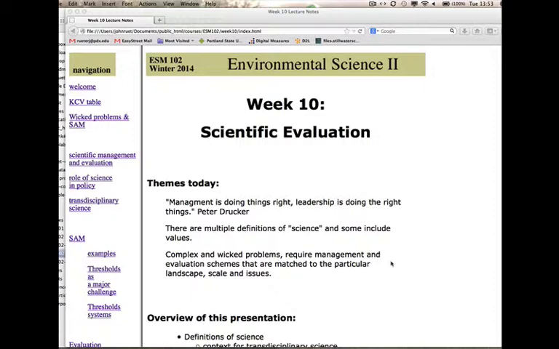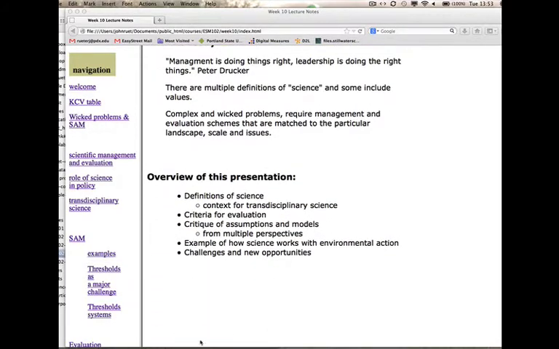And we're going to do that and also look at some of the examples we've had in the course and how we could evaluate them.